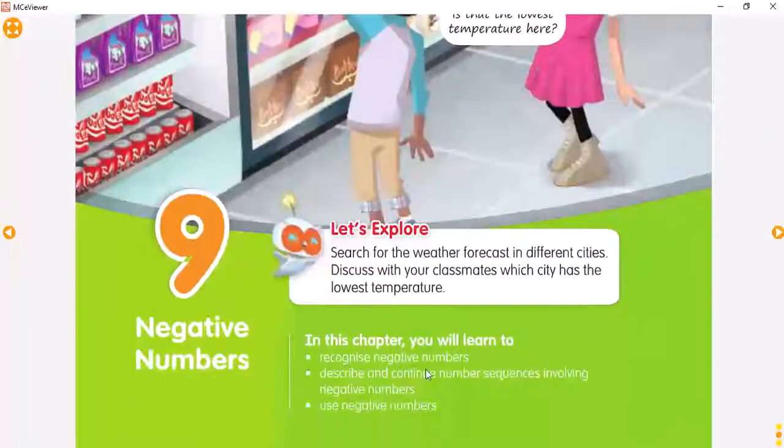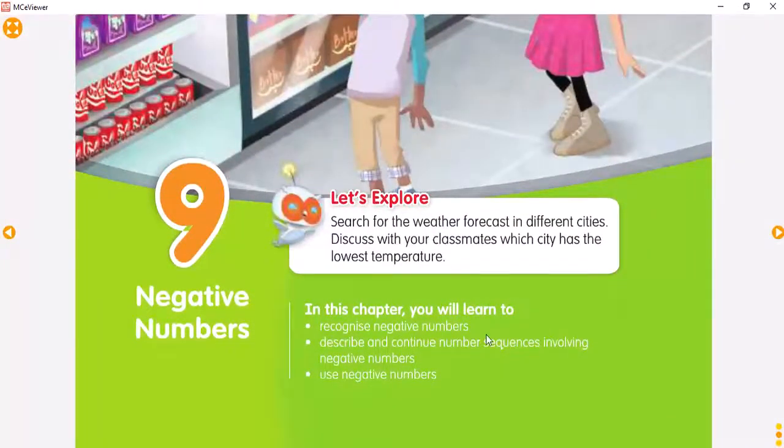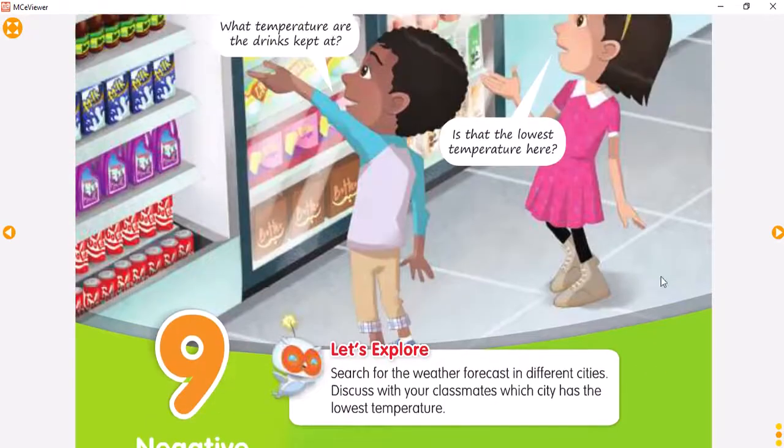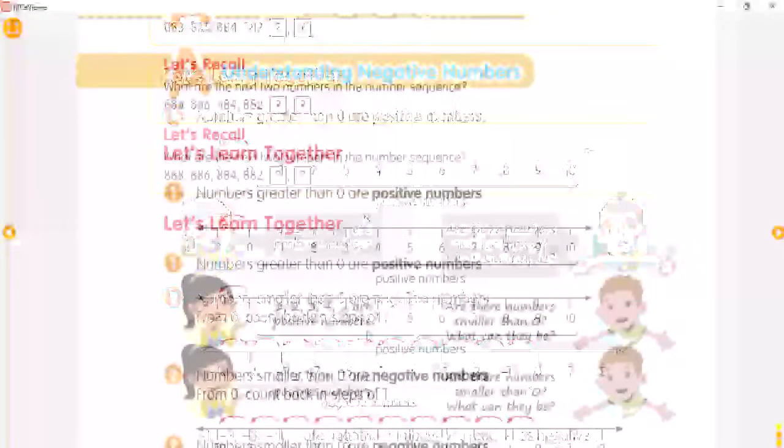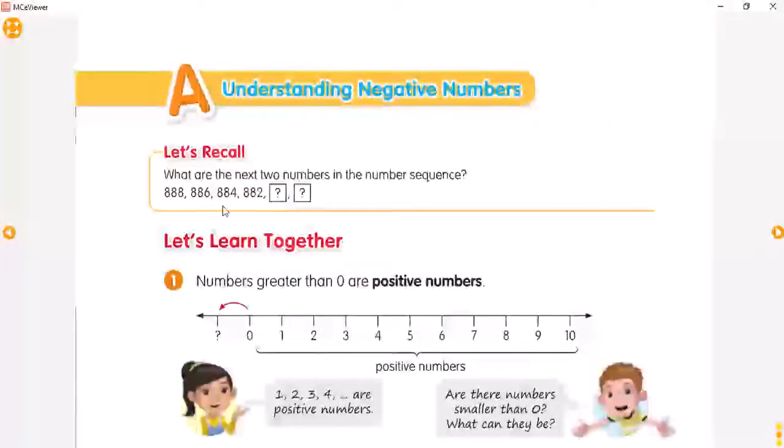So what we're actually going to focus on is to recognize negative numbers and describe and continue number sequences involving negative numbers. And how are we going to use the negative numbers in our lives? Okay, let's have a look here. Now remember the number sequences that we have. So we have 888, 886, 884. That should give us the clue that we're skipping by 2.